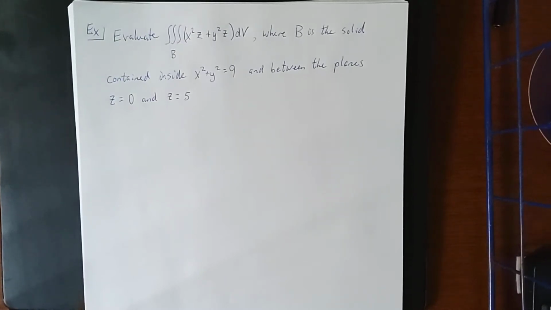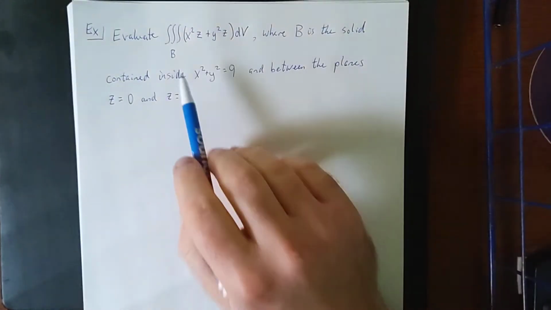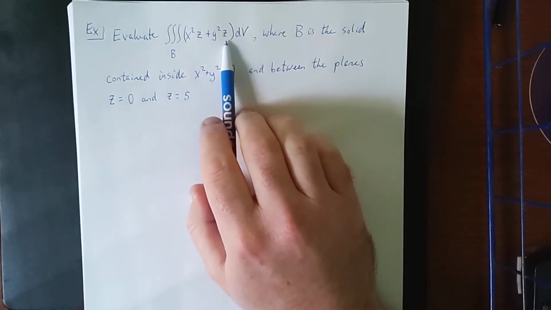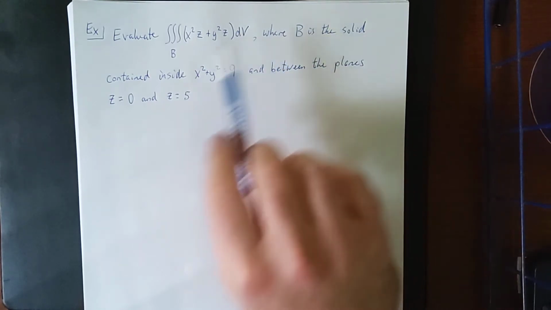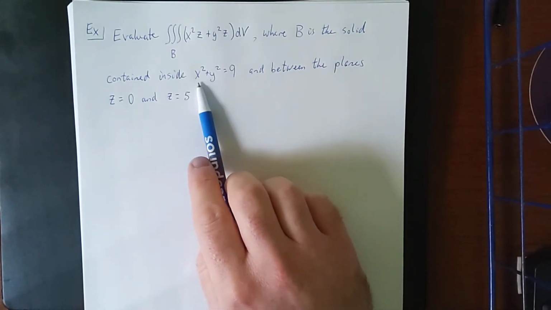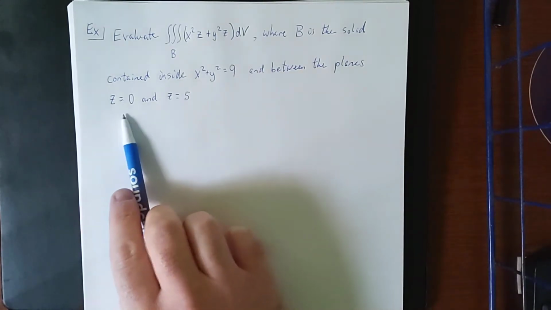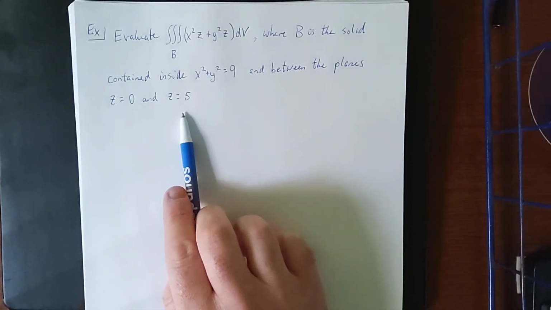For this example, we're going to consider the following situation. We have the triple integral over the solid B of x squared z plus y squared z dV, where B is going to be the solid contained inside the cylinder x squared plus y squared is equal to 9, and between the planes z equals 0 and z equals 5.